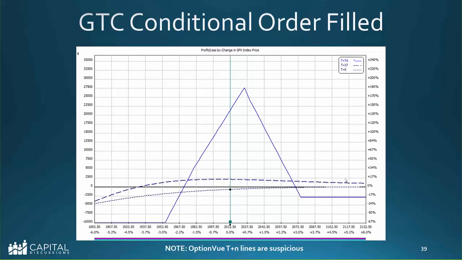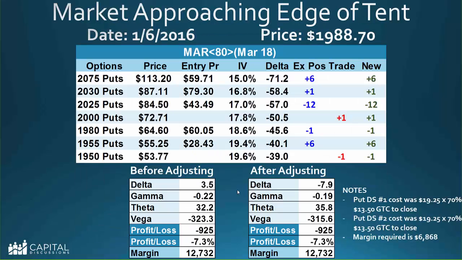So the option view T plus N lines are really messed up. So I'm not sure if this is even right, but this is where the trade was after I put that debit spread on. Let's see. I think 2 days later, the market's approaching the edge of the tent. We're already down to 1988. So this is almost 100 points below where we put the trade on a week earlier.